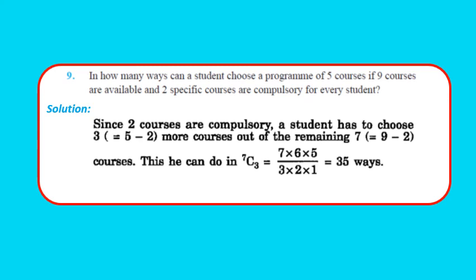And 7C3 equals what? 7 into 6 into 5 upon 3 into 2 into 1, which is equal to 35. Clear? So pause and note down the solution. With this, we end exercise 7.4. So solve the sums of the exercise and also the examples given before the exercise. Thank you and all the best.